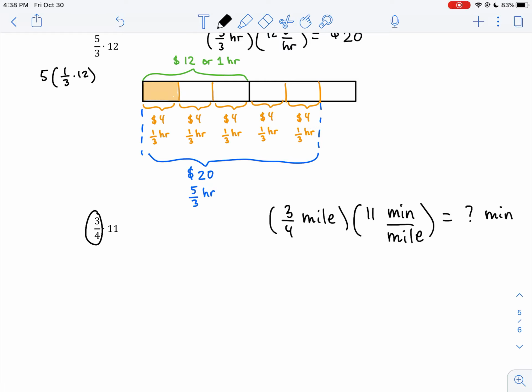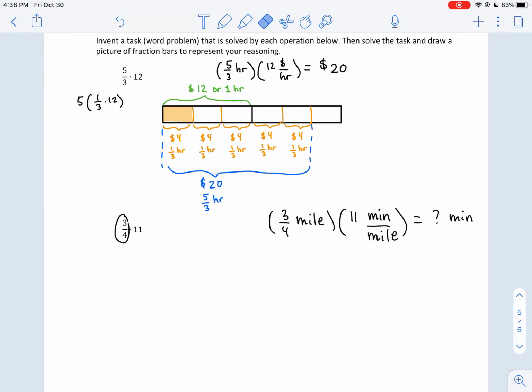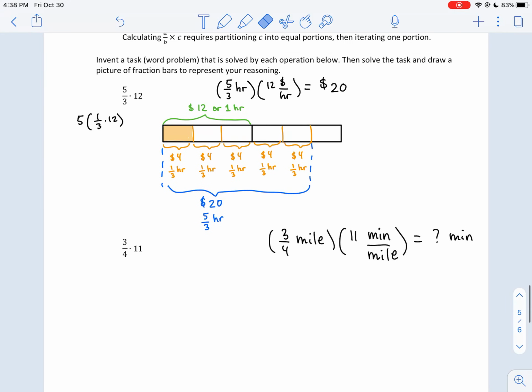These problems are pretty easy to set up. You can really think of any unit you want to put right here, as long as it's something where a fractional or non-whole amount makes sense, so not a kid, but a mile. And then just make sure that same unit's down here, and then think of some sort of relationship to some other unit right here, and then your answer is going to be in terms of that new unit. So if you go 3/4 miles times 11 minutes per mile, it will give me how many minutes it takes. So here's my context.